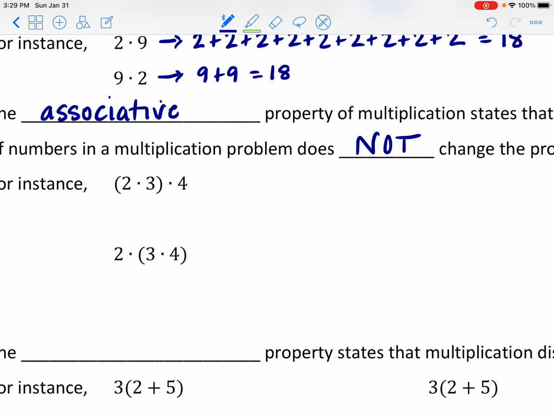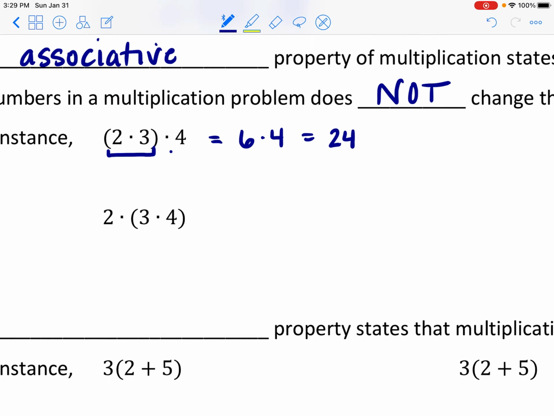So in this first one, since the 2 and the 3 are grouped together, this is saying find that product first. So 2 times 3 would be 6, and then we can go ahead and multiply by the number outside of the grouping symbol, and 6 times 4 is going to make our answer 24.